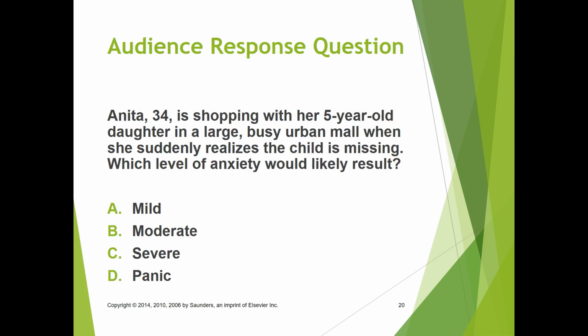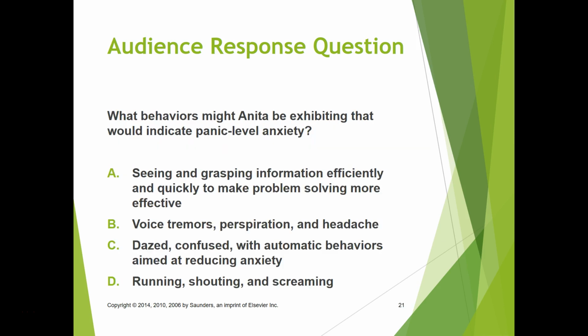Audience response question. Anita, 34, is shopping with her 5-year-old daughter in a large, busy urban mall when she suddenly realizes the child is missing. Which level of anxiety would likely result? Mild, moderate, severe, or panic? So I'm hoping you said panic, because if all of a sudden your 5-year-old is there and they're not there 1 second later, that would be pretty stressful. I think that would send any parent into a panic level of anxiety. So that could be an example of a type of situation that can provoke a panic type of response.